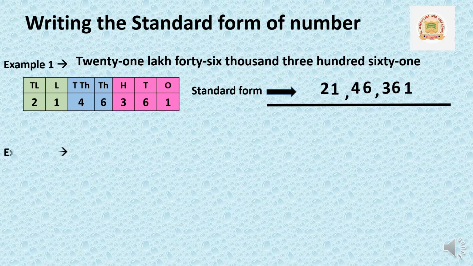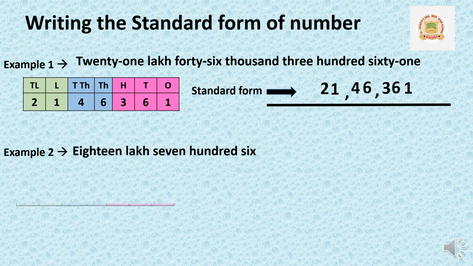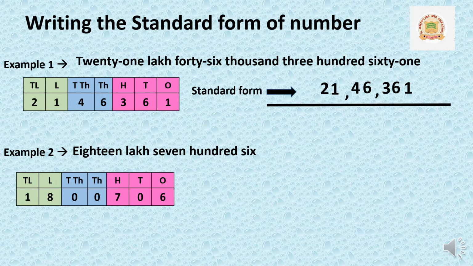Let us do one more example. Example number 2, 18,706,. Observe this question. See, 18,706. Which numbers are not given here? Thousands number is not given here. So first we will draw the place value chart.